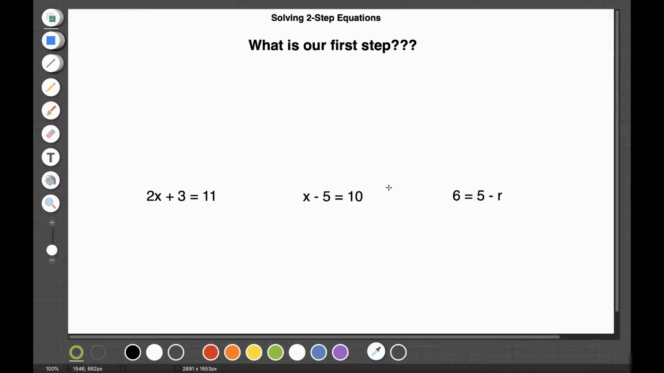All right, we're going to do our first video on solving two-step equations. We're going to break this down into steps. What is our first step? The first thing I want to just say about this is really important. We need to know how to solve two-step equations because every equation that we solve eventually becomes a two-step equation.